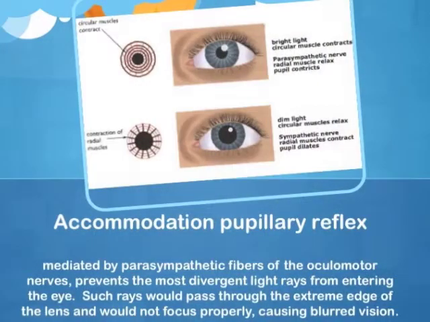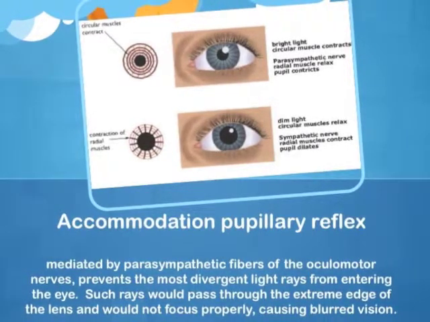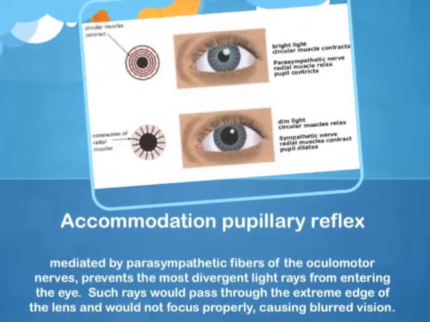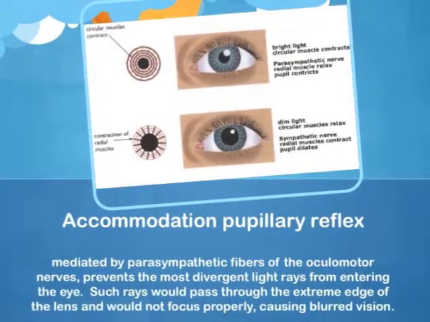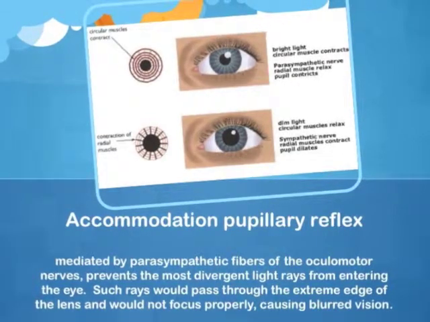Also, as we focus on an object, the pupils reduce in size using the sphincter pupillae muscles of the iris. This is called the accommodation pupillary reflex, which is mediated by parasympathetic fibers of the oculomotor nerves and prevents the most divergent light rays from entering the eye. Rays that pass through this extreme edge of the lens do not focus properly, also causing blurry vision.